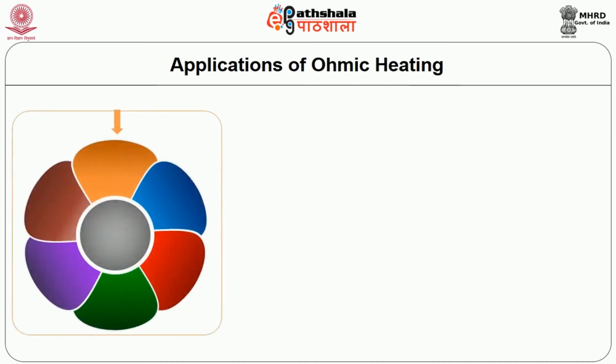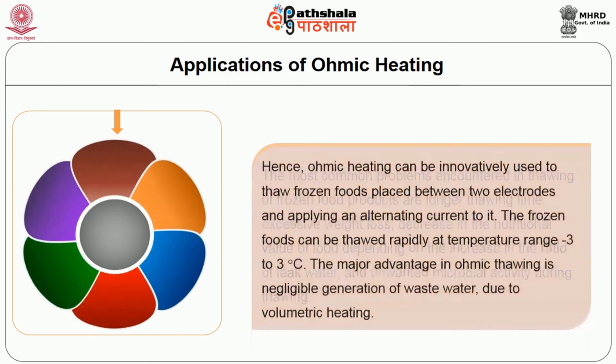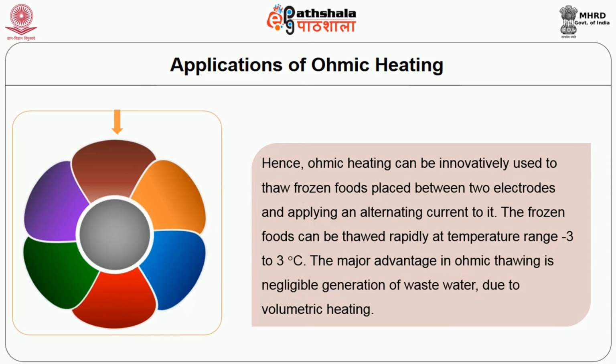The most common problems encountered in thawing of frozen food products are longer thawing time, excessive weight loss, decrease in the nutritional value of food, which depends on the increase in the ratio of leak water, and unwanted microbial activity during thawing. Hence, ohmic heating can be innovatively used to thaw frozen foods placed between two electrodes by applying an alternating current to it. The frozen foods can be thawed rapidly at temperature ranges of -3 to 3 degrees centigrade.